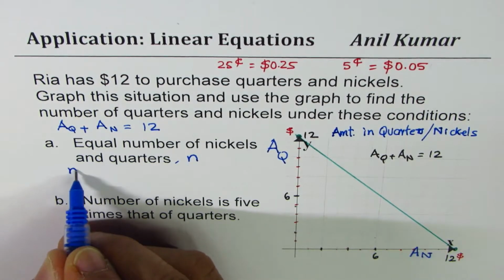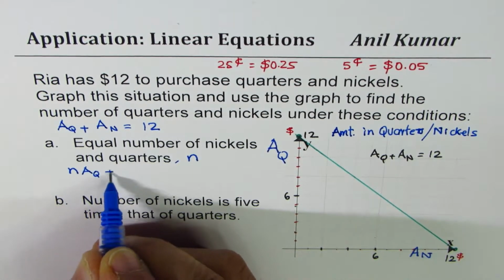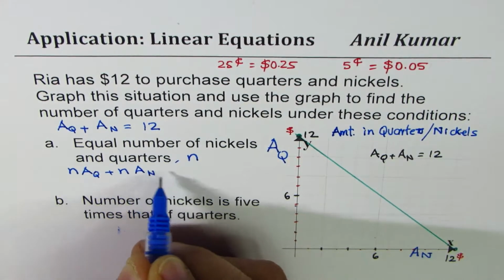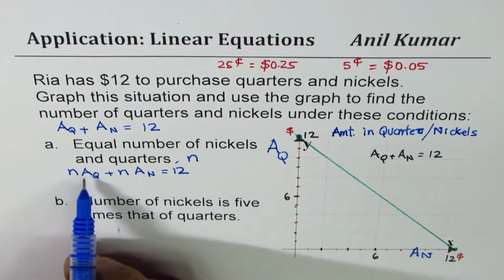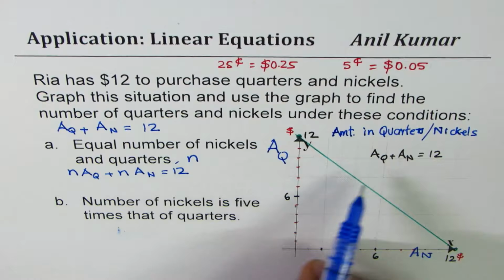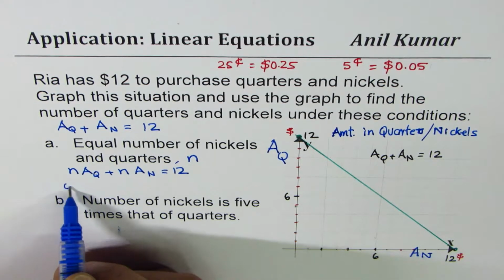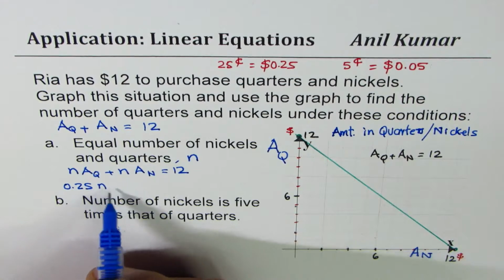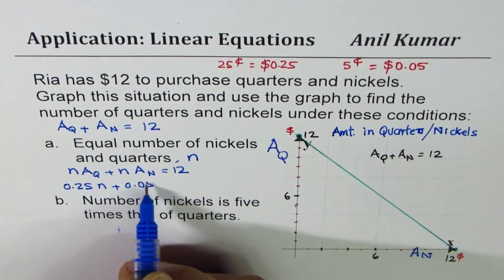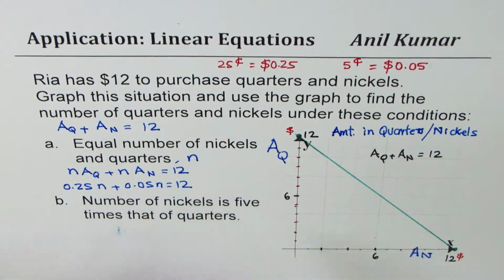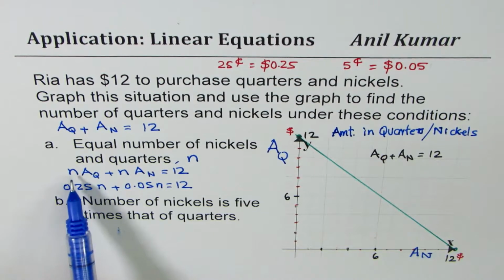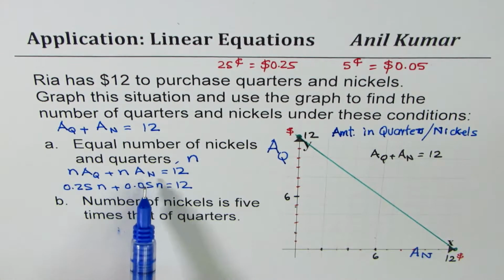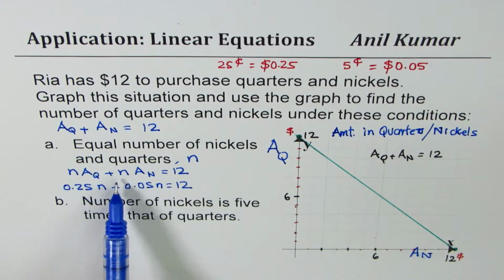That means n times amount in quarters plus n times amount in nickels, that should be equal to 12. Is it okay? So when you are saying amount in nickels or amount in quarters, every quarter is 25 cents. So this becomes 0.25n plus 0.05n is 12. Do you see the equation now? Value of these quarters is 25 cents times every quarter. Value of every nickel is 5 cents times every nickel. That gives you an equation. Can you solve it?